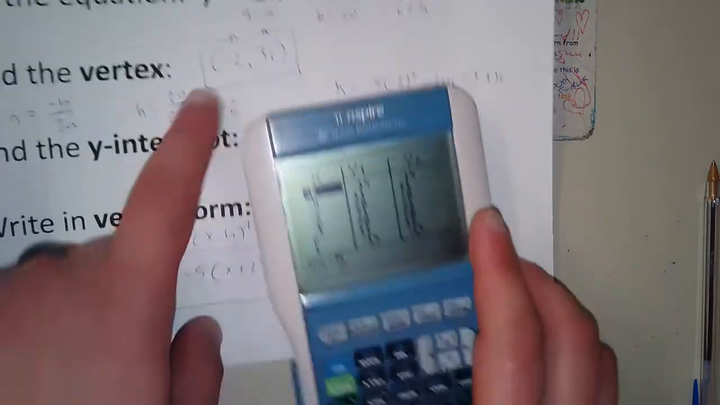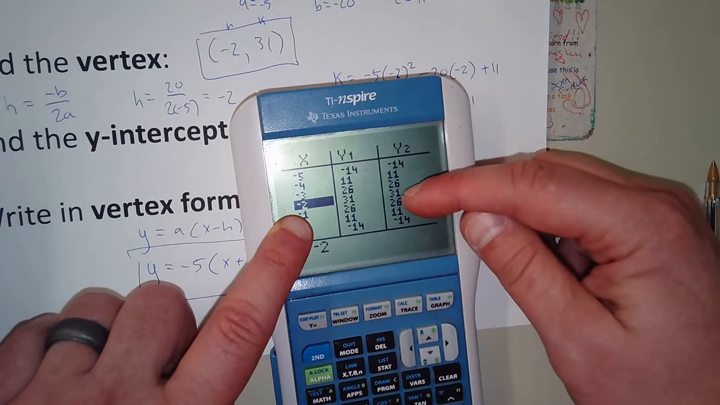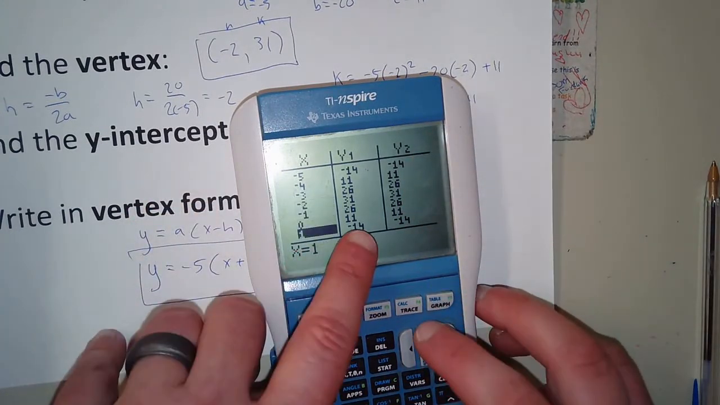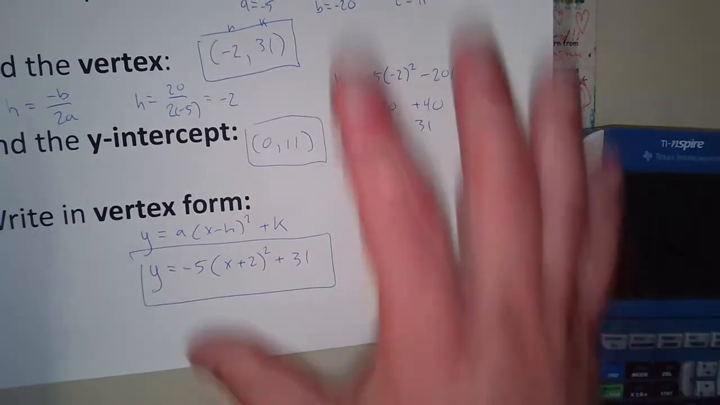I can also double check that these are on here. So is the vertex at negative 2, 31? Yeah, that looks like it's that symmetric kind of thing going on. Is the y-intercept at 11? Absolutely. So everything checks out there. So we know that all our equations are correct.